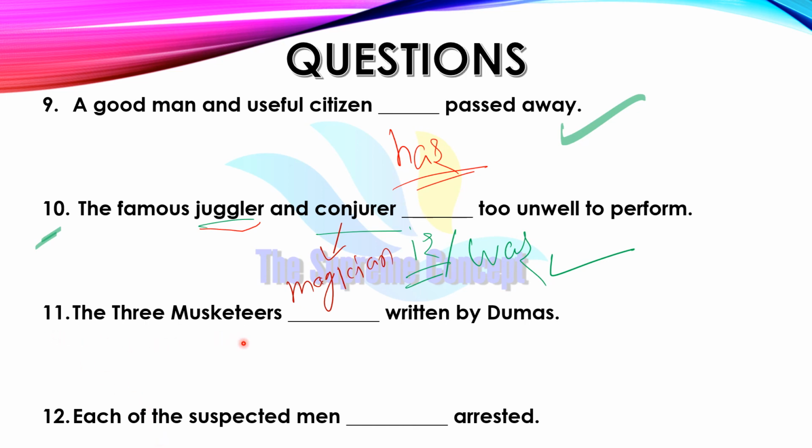And then we have question number 11. Three Musketeers, this written by Dumas. Okay, so Dumas, it is pronounced as Dumas. So just mark your answer. All right, so here its answer will be "was". Okay, singular verb form.